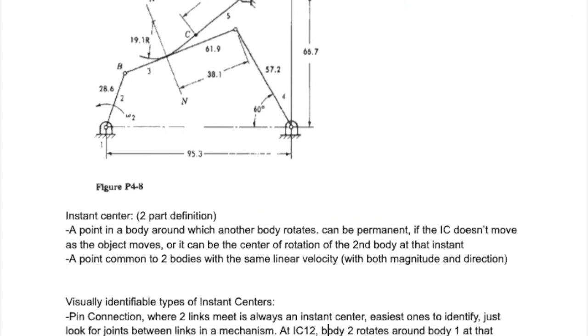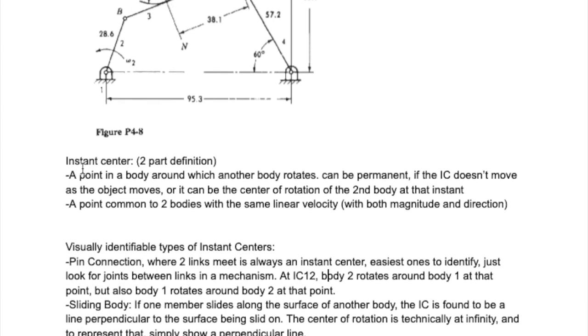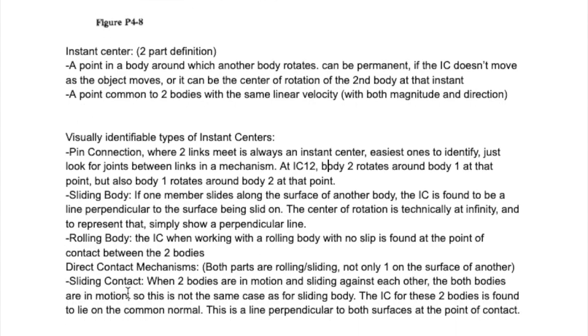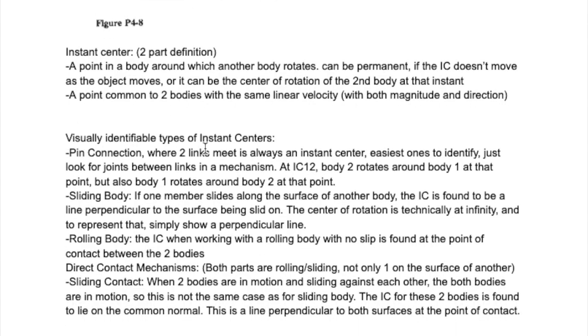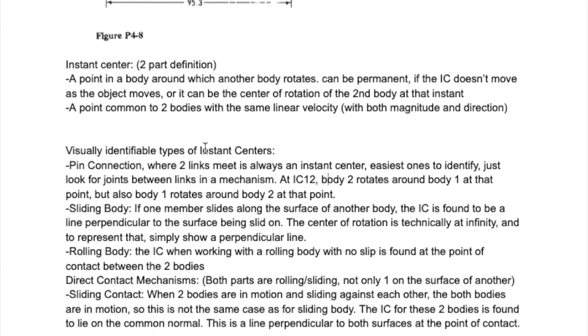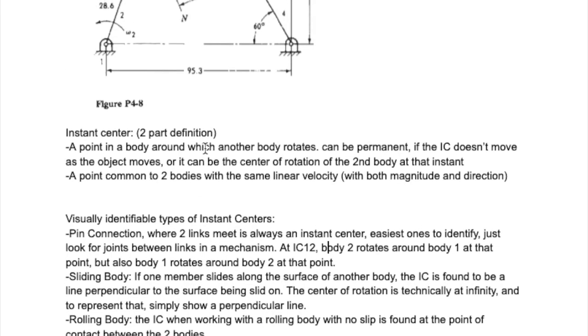This is simple. An instant center is a point in a body around which another body rotates. That's one definition. The other is a point on two bodies with the same linear velocity. Okay, this is gibberish. You don't understand that. Now just think. Look at the visually identifiable types of instant centers. That's the first thing you want to think about.